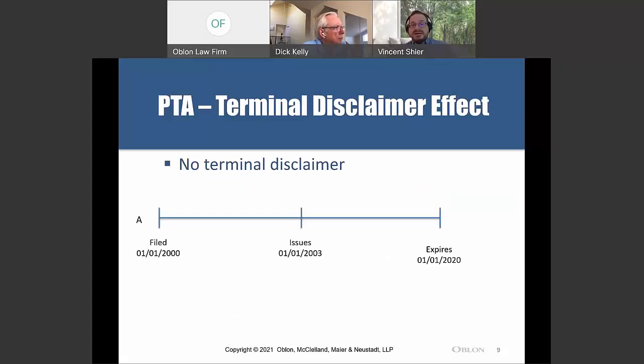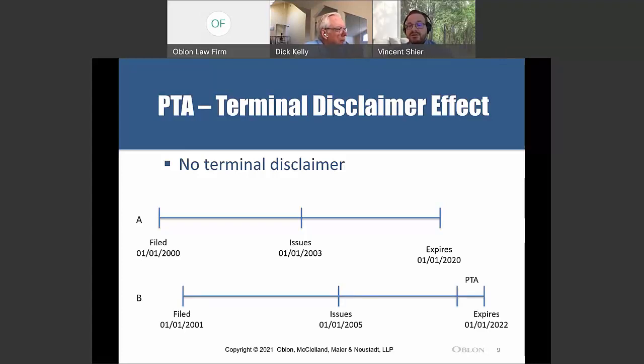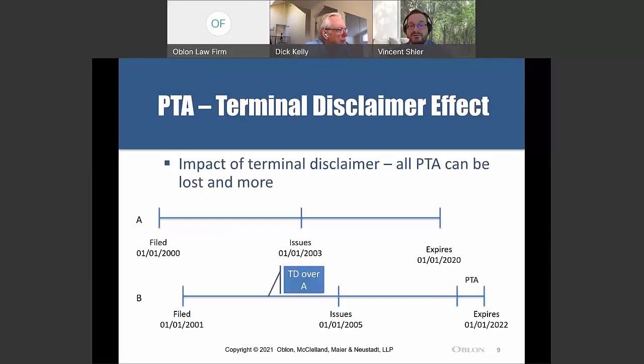And so just to take a quick look at a very simple situation of how terminal disclaimers would impact patent term as well as patent term adjustment, we just take a very simple case, straightforward 20 years from issue, and a second case, case B, where we have a later granted patent that has some patent term adjustment. If a terminal disclaimer is filed in B over A, the result would be that you would lose the entire term dating back to the expiration of patent A, which would include the loss of your patent term adjustment.